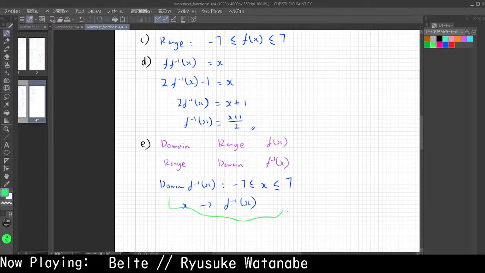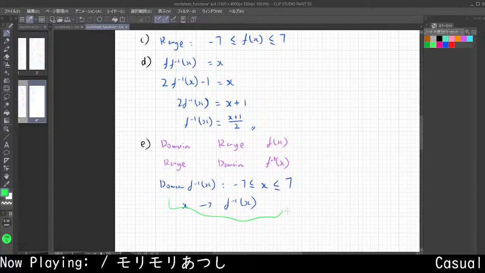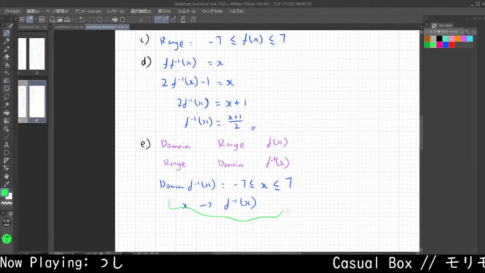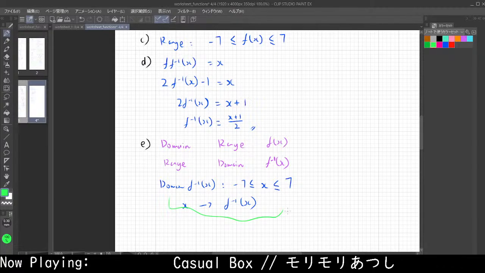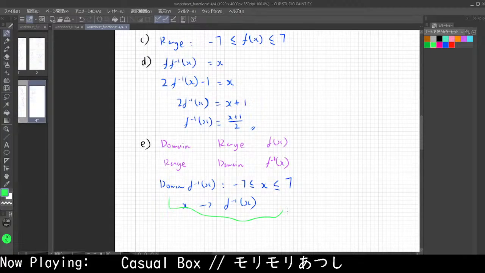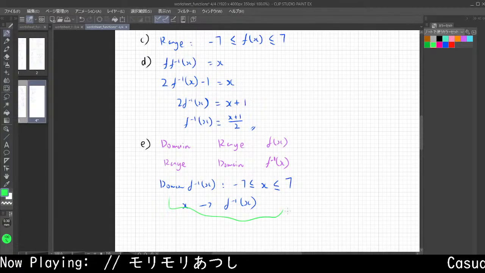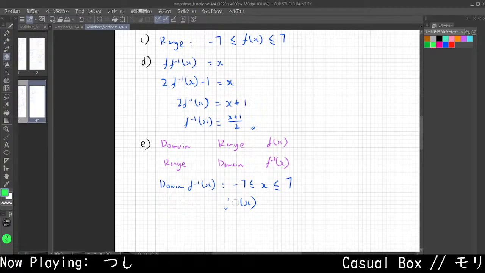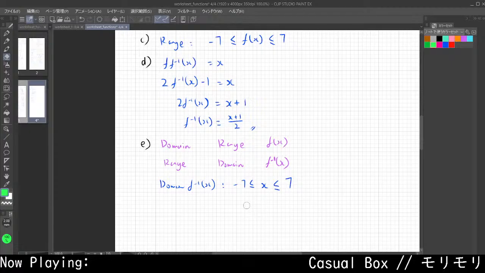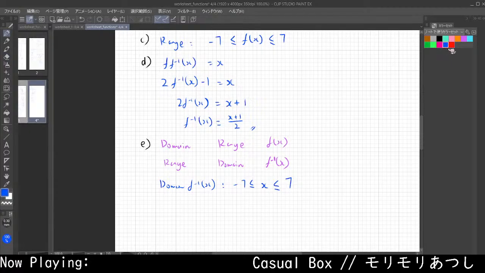Because of this, your domain for f inverse will always be in terms of x, because you are treating f inverse as a function in terms of x. Therefore, your input values are still the x's for the f inverse. Therefore, we will be using x over here for our domain.